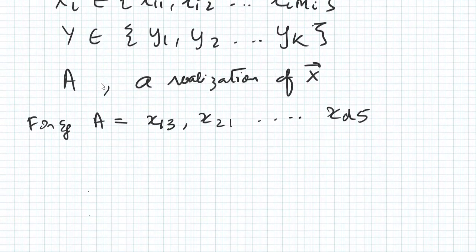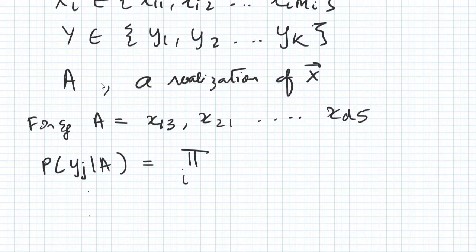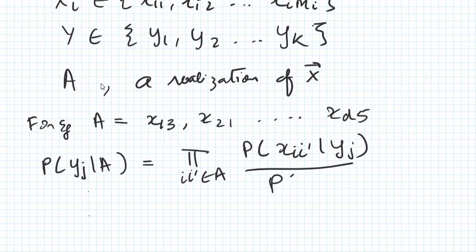Suppose this is a, then p of yj given a is nothing but the product over all the variables ii prime belonging to a of p of x_ii prime given yj, divided by the probability of x_ii prime. Since it's not yet in the log space, we also have p of yj. This is just from the Bayes rule again.